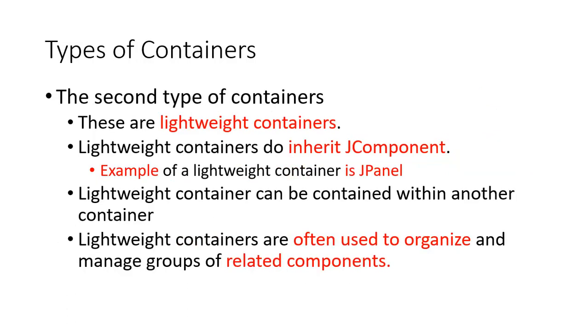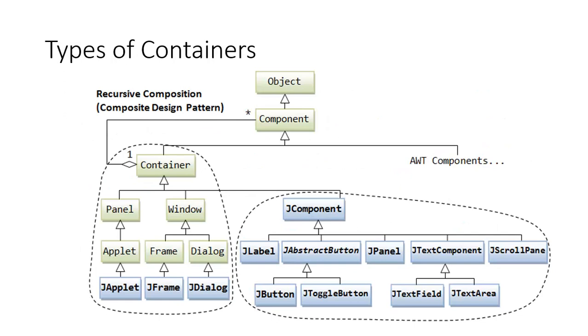Now the next type of container are just the containers. They are not called top level containers, they are not called bottom level containers, they are just containers. The reason is they are derived from J component. So which is the one that you can always think of? From the J component, one of the containers that is derived is J panel. So any container that is derived from the J panel, you can always put it inside the other container.